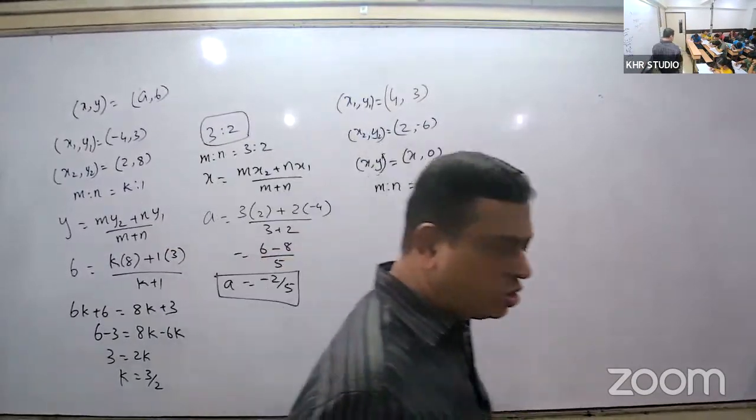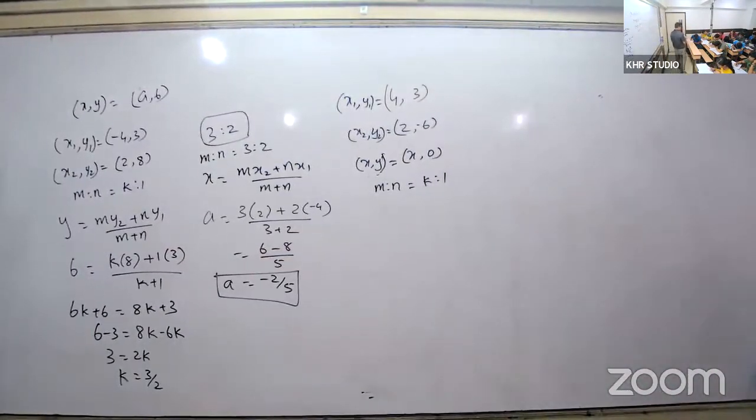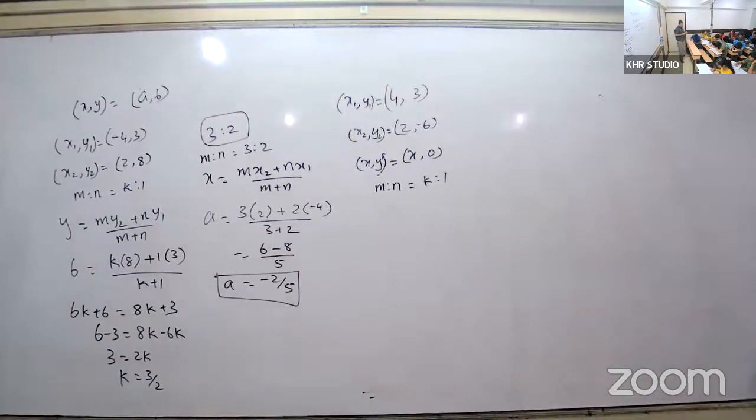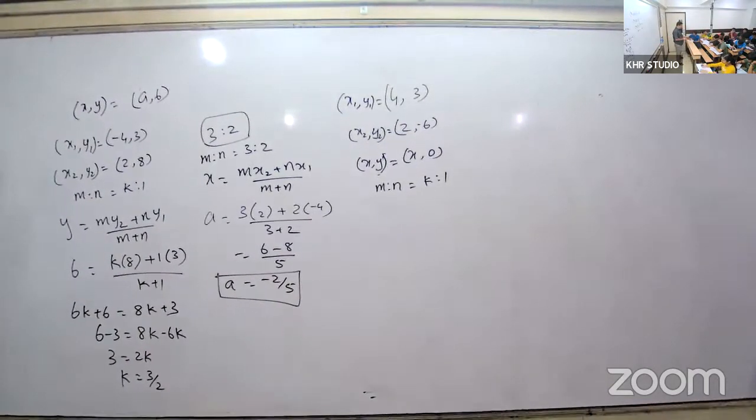First is what ratio? Find the ratio, then the intersection. No need to shout. All of you do it.